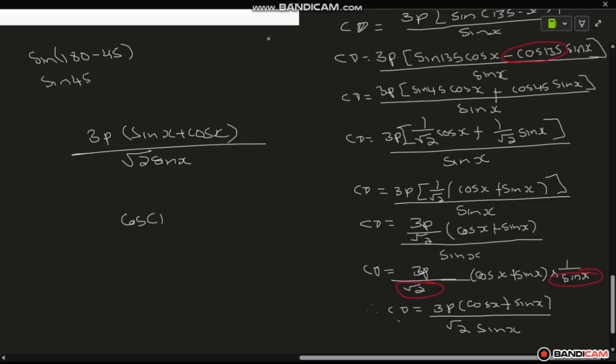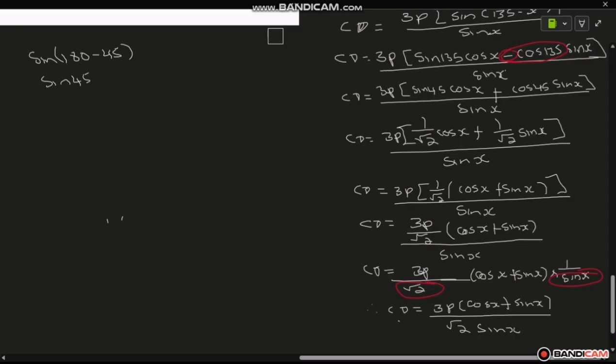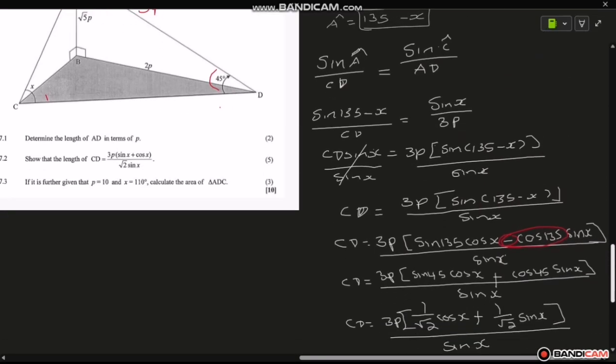If we determine cos 135, it will be cos(180 minus 45). And the answer here is going to be negative cos 45. Therefore, the negative cos 45 times the negative in the original equation will be positive. I forgot to actually show that, but I hope you understand this. It's very, very important. You see, mistakes happen, so make sure that you double check. So that is the value of CD.